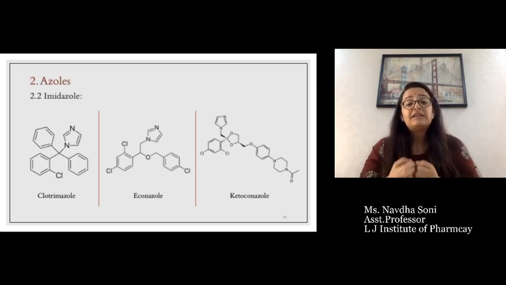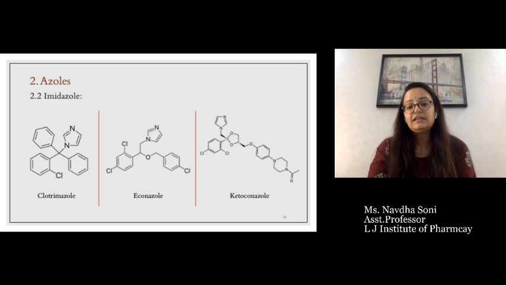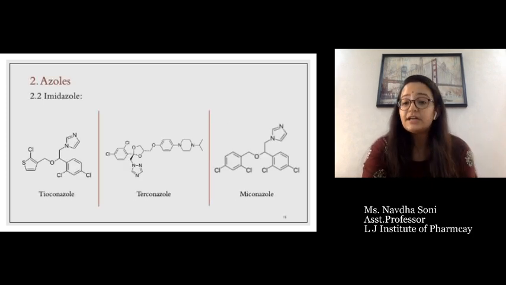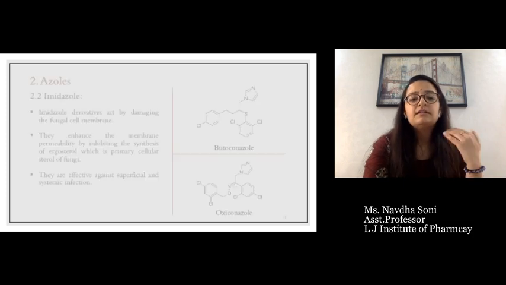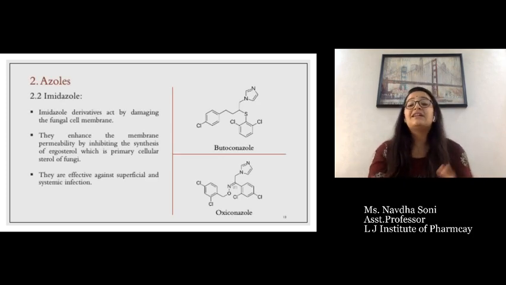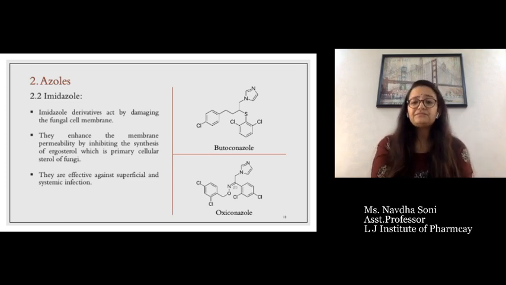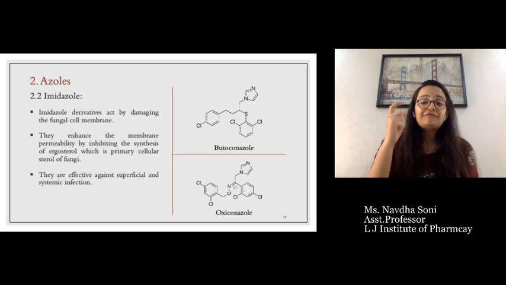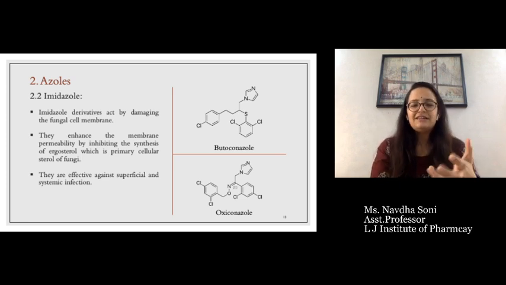Next, very important, that is imidazole. Imidazole derivatives. There are lots of examples of imidazole derivatives: clotrimazole, econazole, ketoconazole, tioconazole, terconazole, miconazole, butoconazole, and oxiconazole. These are the examples of imidazole. Recently, if any fungal infection is diagnosed, the first line drug is an imidazole derivative. Generally, they prescribe ketoconazole or butoconazole.